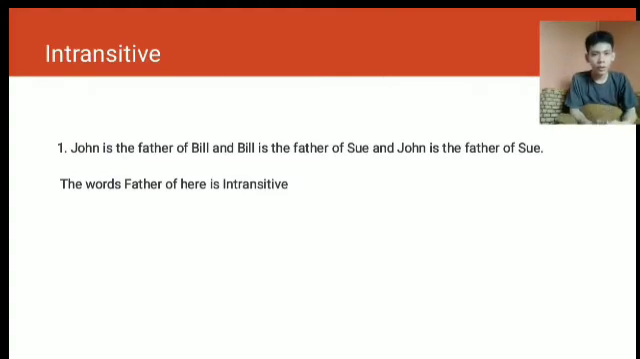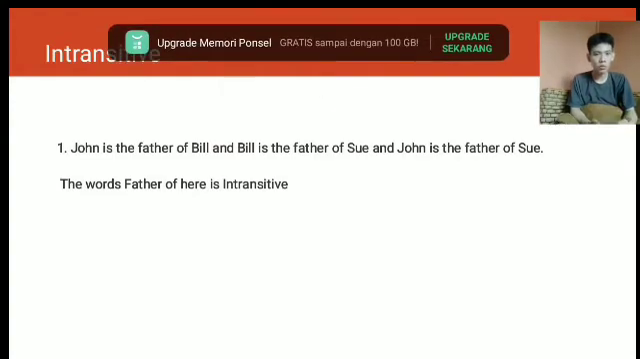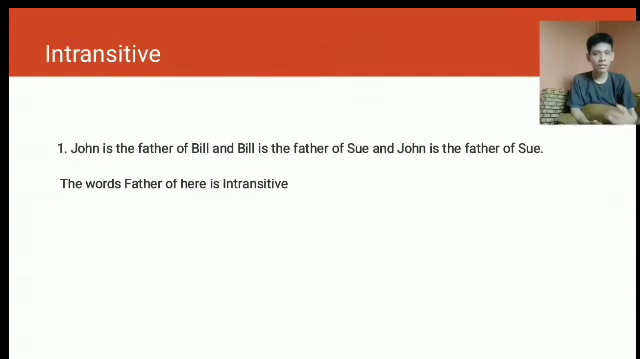So it is impossible with John is the father of Sue. In intransitive, it is impossible for both sentences to be true at the same time and in the same circumstance. So it's called contradictory.